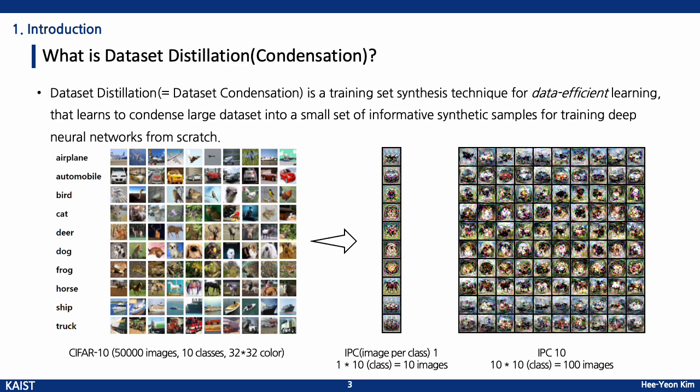The original dataset consists of 50,000 images, with 5,000 images for each of the 10 classes. The new synthetic set was generated with either 1 or 10 images per class, as shown below. The goal of dataset condensation is for the model trained on 50,000 images, as shown on the left, to achieve similar performance to a model trained on just 10 or 100 images, as shown on the right.